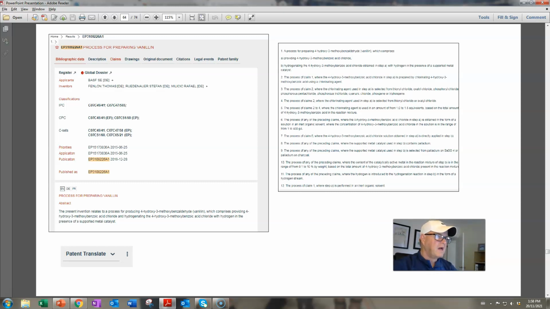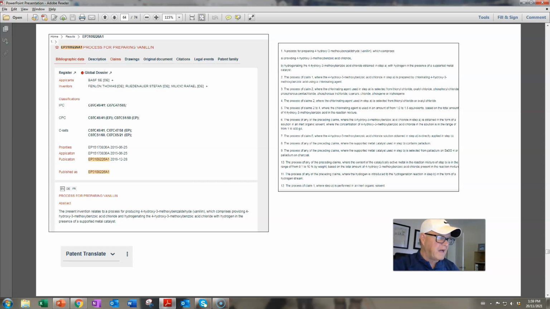And I clicked on the claims on the top right-hand side. It gave you 12 claims. So it was actually validated by an international organization that this patent is granted. And these are the claims, meaning what's new or novel about this particular patent that may be appropriate as well.